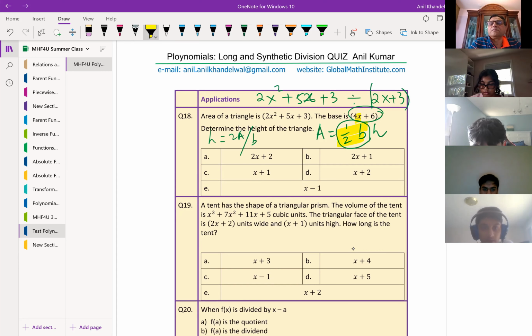Sir, I just wanted to know if we can do it this way. Since we know that the area is base times height divided by 2, can we plug in the area and then multiply by 2 and then divide by the base? Yes. What I'm doing is, because my base is a factor of 2, I divide my base itself by 2, I get 2x plus 3. So basically I'm dividing this by 2x plus 3. Is that clear? Yes, sir. So do that and get me the answer.